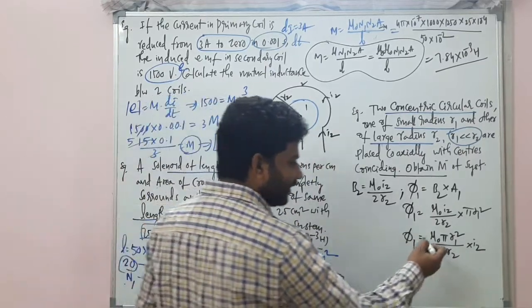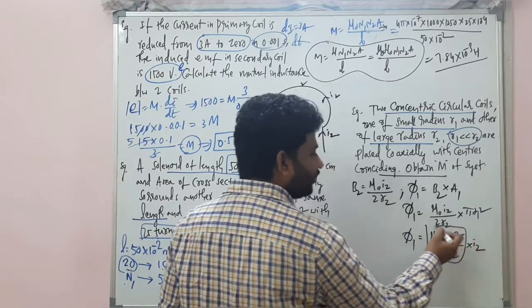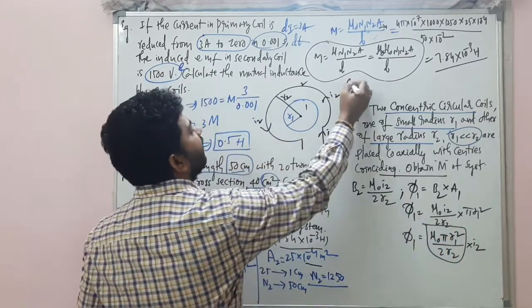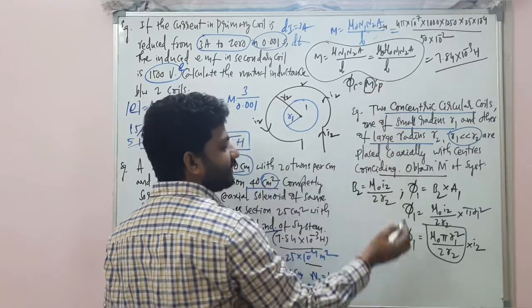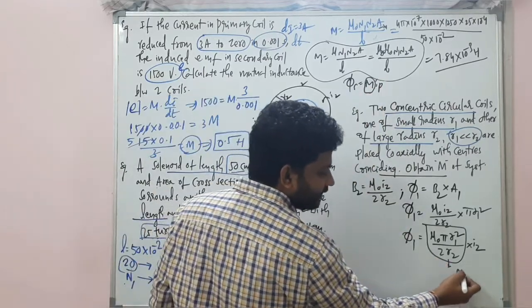So can I say it is a mutual induction? Phi is equal to M into I, right? So phi 1 is equal to M into I2. This is called the mutual inductance. See, this is the mutual inductance.